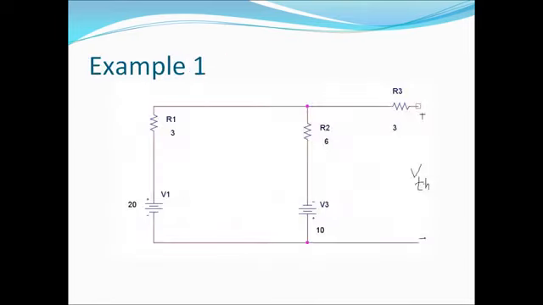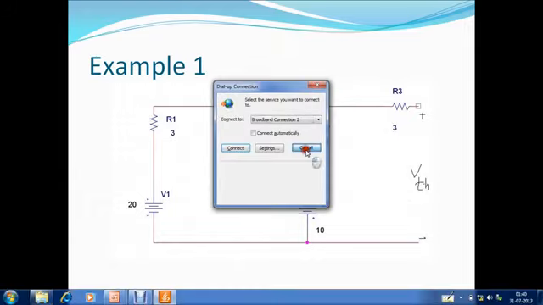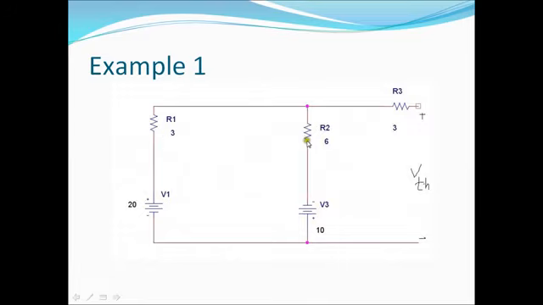You can see here this circuit consists of two voltage sources. One is of 20 volts and another one is of 10 volts, in opposite polarity. And there are three resistances here: 3 ohm, 6 ohm, and 3 ohm. This is terminal A, and this is terminal B. So this is a bit of a complex circuit.